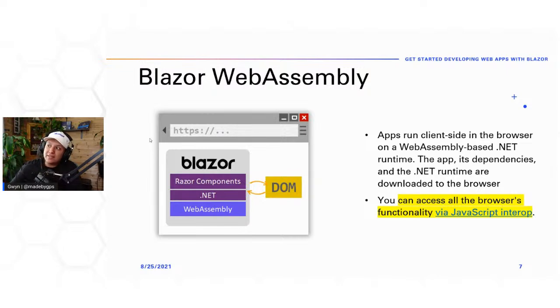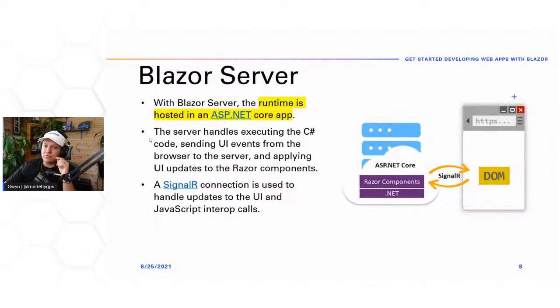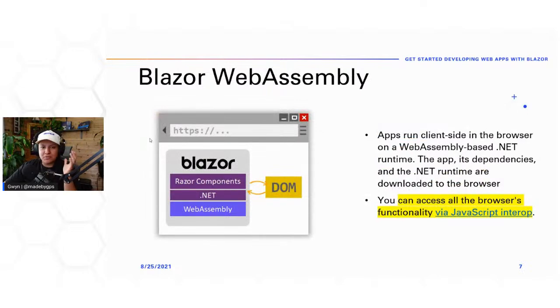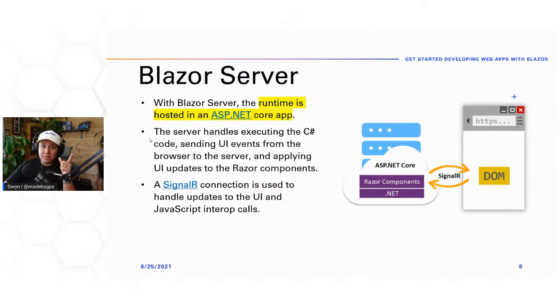So yeah, your apps run client side in the browser on a WebAssembly-based .NET runtime. And so the app, its dependencies, and the actual .NET runtime are downloaded to the browser when you go to the URL of your app. And you can access all the DOM functionality using JavaScript interop. And I've added links here that you can poke around to and learn deeper into these concepts. So make sure to grab those slides.